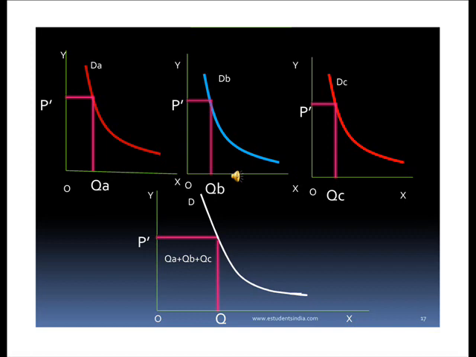Look at the graphs. Demand curve of A, at P dash QA is the quantity. Demand curve of B, P dash QB is the quantity. Demand curve of C, P dash is the price and QC is the quantity. And market demand curve, P dash is the price and OQ is equal to QA plus QB plus QC.